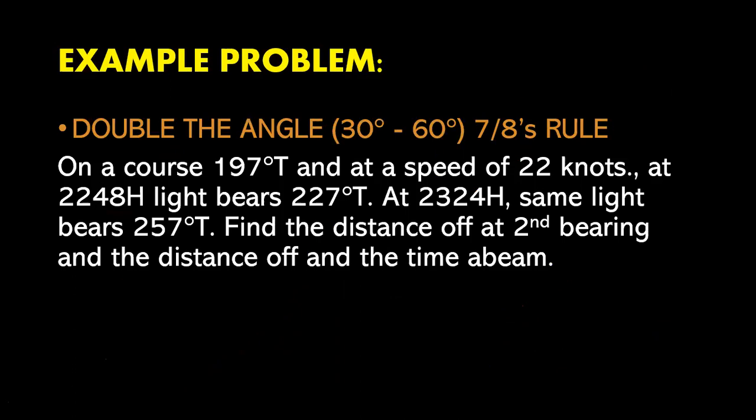On a course 197 degrees true and at speed of 22 knots, at 22:48 hours, light bears 227 degrees true. At 23:24 hours, same light bears 257 degrees true. Find the distance at second bearing and the distance and the time abeam. So ganun ulit ang hahanapin natin, tatlong bagay: distance nung second bearing, and distance and time when we are abeam.